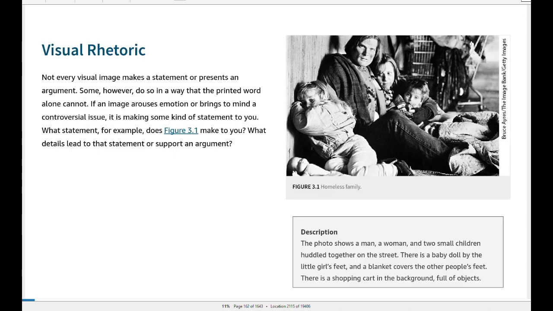Visual rhetoric. Not every visual image makes a statement or presents an argument. Some, however, do so in a way that the printed word alone cannot. If an image arouses emotion or brings to mind a controversial issue, it is making some kind of statement to you. What statement, for example, does Figure 3.1 make to you? What details lead to the statement or support the argument? In Figure 3.1, the photo shows a man, a woman, and 2 small children huddled together on the street. There is a baby doll by the girl's feet, and a blanket covers the other people's feet. There is a shopping cart in the background full of objects.